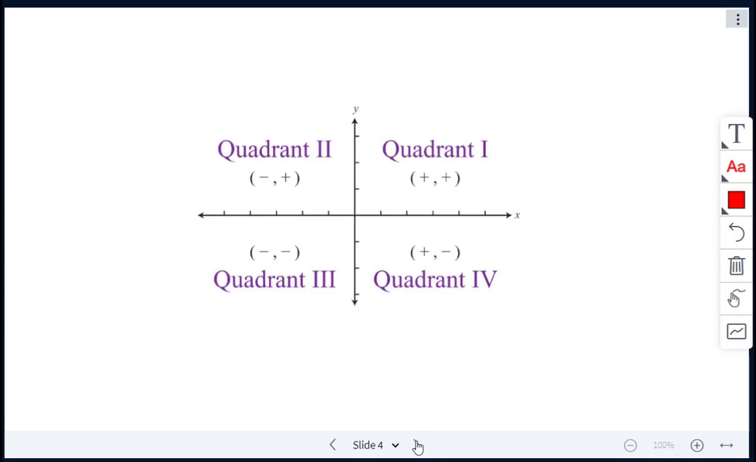Now what you're going to notice is that with the quadrants in our coordinate grid, your ordered pairs or coordinates in quadrant 1 will be positive, positive. So x is positive, y is positive. In quadrant 2, the x is negative and the y is positive. In quadrant 3, both x and y are negative, and in quadrant 4, our x is positive, the y is negative. And this will make more sense as we do examples.